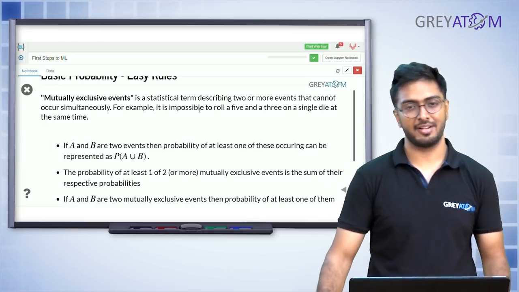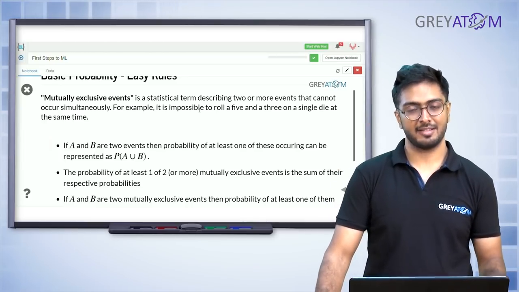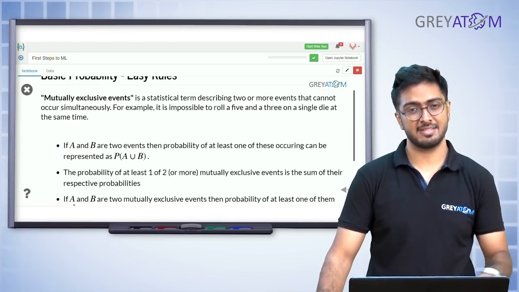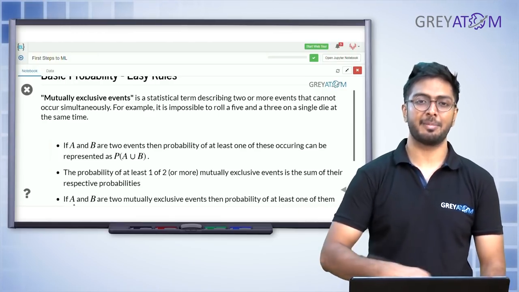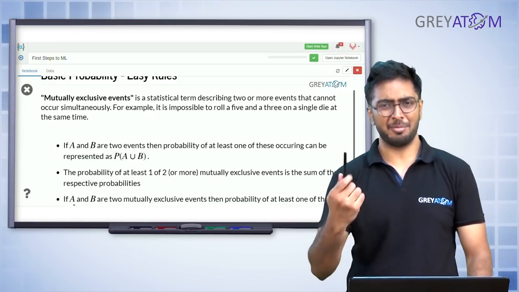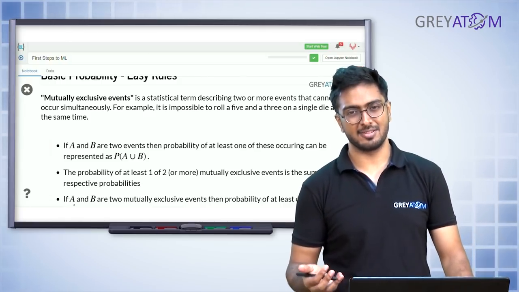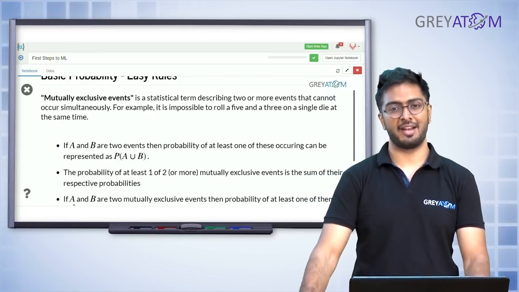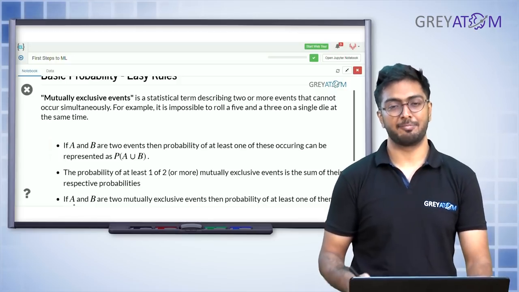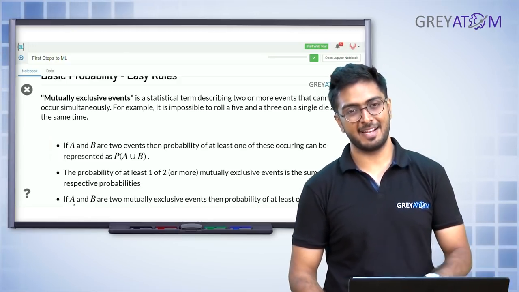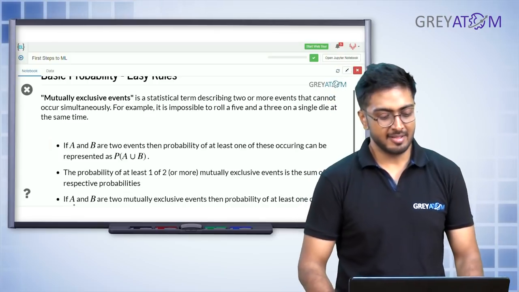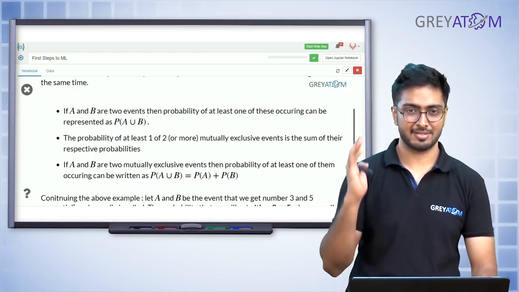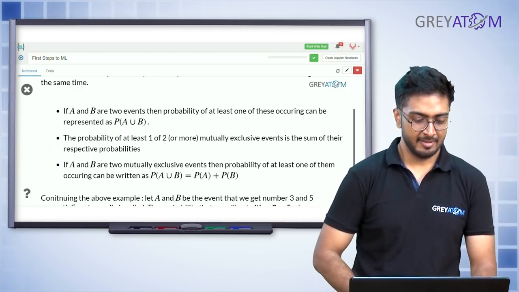For that matter, if you roll a die, any of the events 1, 2, 3, 4, 5, or 6, any of those 6 events are mutually exclusive. If one of them happens, the rest of them cannot happen. It can be only one outcome. Similarly with a coin toss, heads and tails are mutually exclusive events. If in a particular coin flip there's a head, then obviously there cannot be a tail. So this is the concept of mutually exclusive events, events which are exclusive, so only one of them can happen.